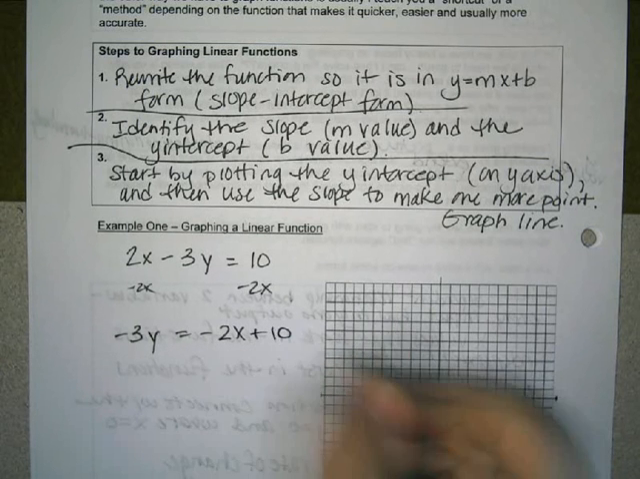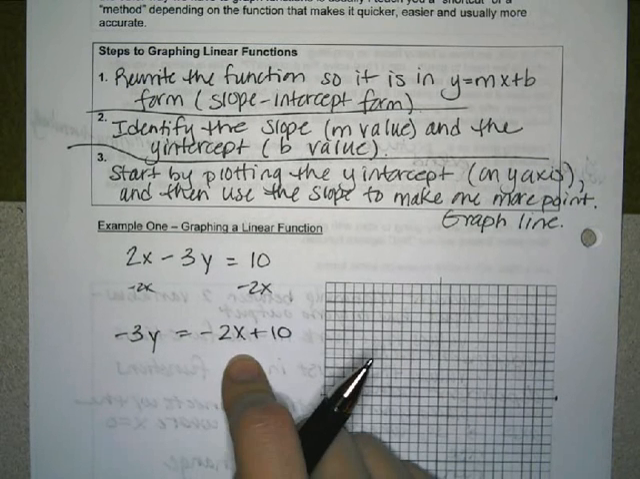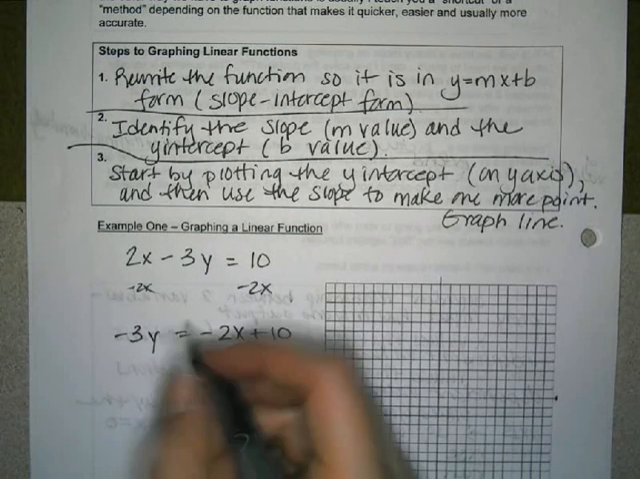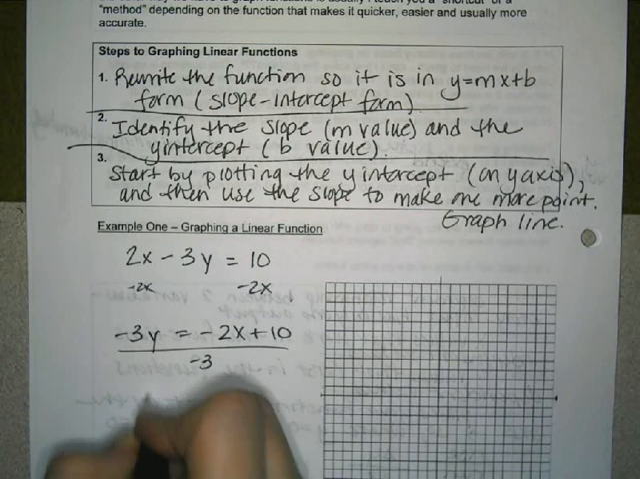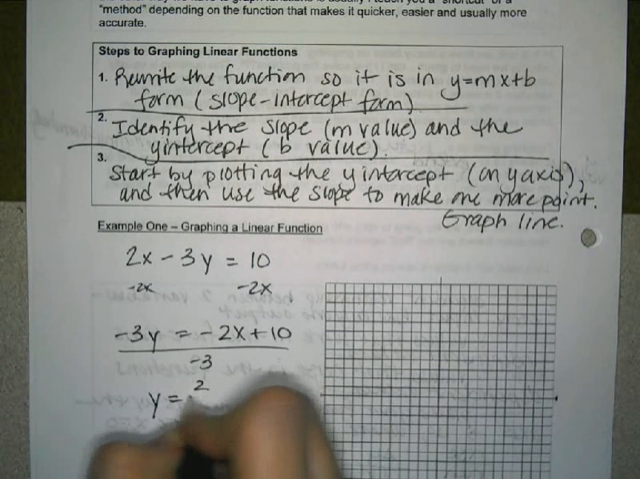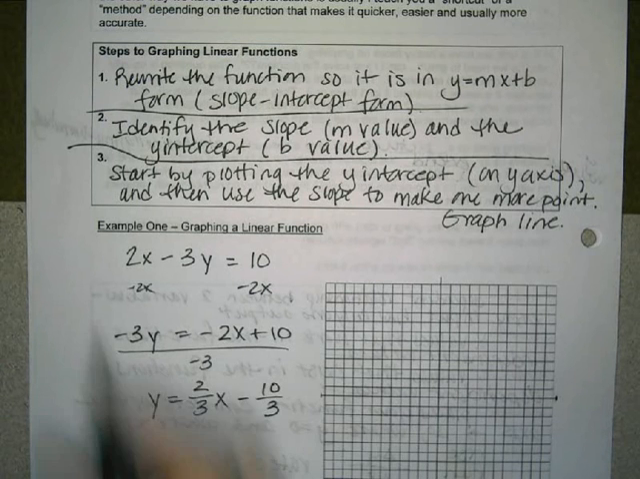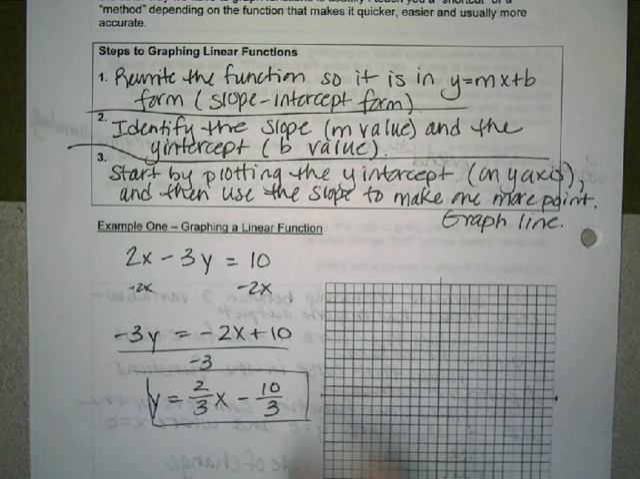Now, the reason I put the negative 2x first is so that I get it into that y equals mx plus b form. So I want my x term first. We're going to divide everything by negative 3. So we get y equals positive 2/3 x minus 10/3. Now this is how I want you to leave it when you're solving for y equals mx plus b form. But then we're going to identify the slope and the y-intercept.